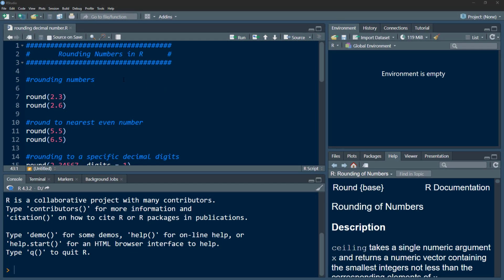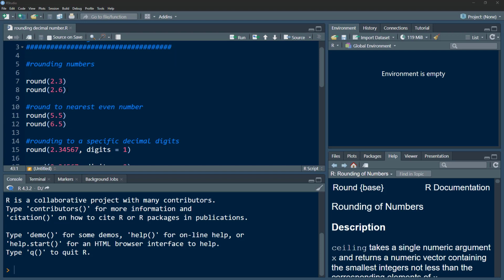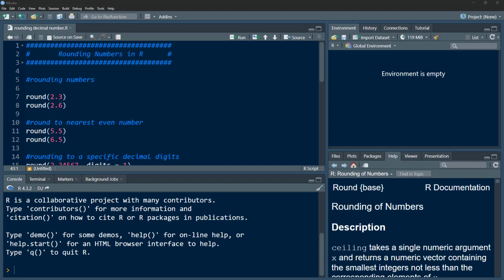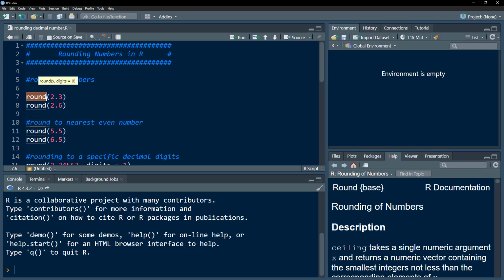In today's video, we are going to talk about how we round numbers in R. This video isn't just going to talk about rounding numbers, but also other related areas that would come in handy. So let's get started. The function that we use to round a number to the nearest decimal digit or to the nearest integer is called round.